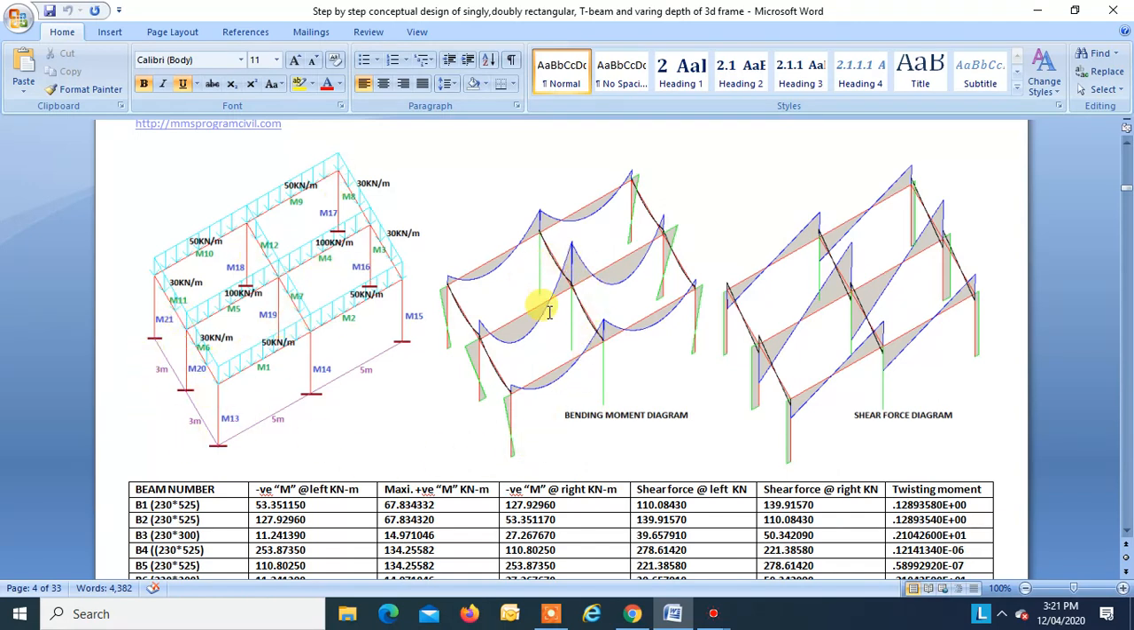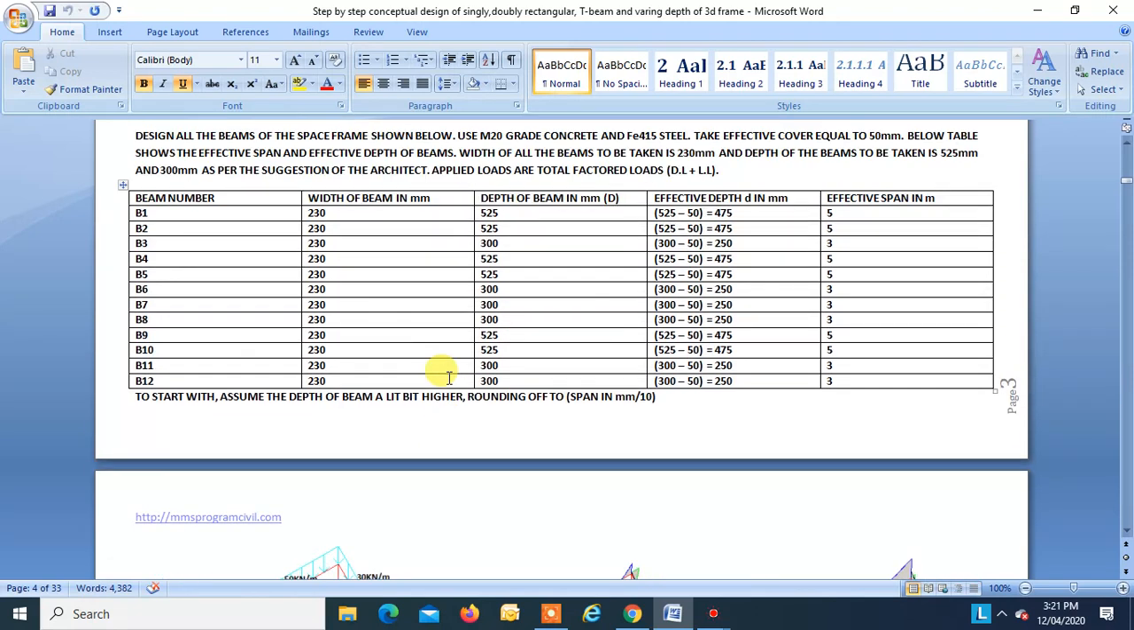So this is the bending moment diagram. This is the shear force diagram. Okay. Now this is the table. These are the beam numbers.